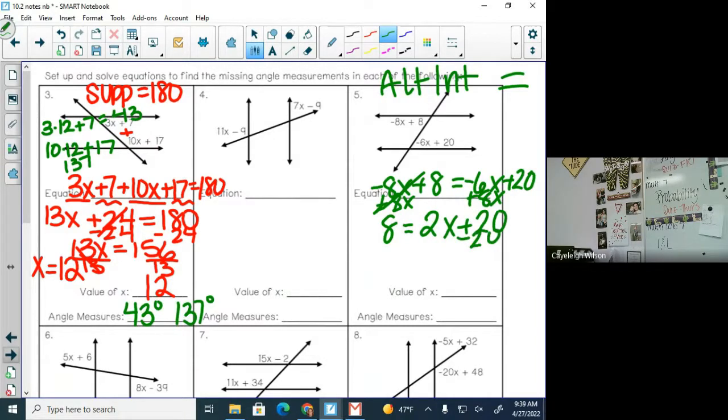Subtract the 20. And then divide by 2, and we found that the value of x is negative 6.